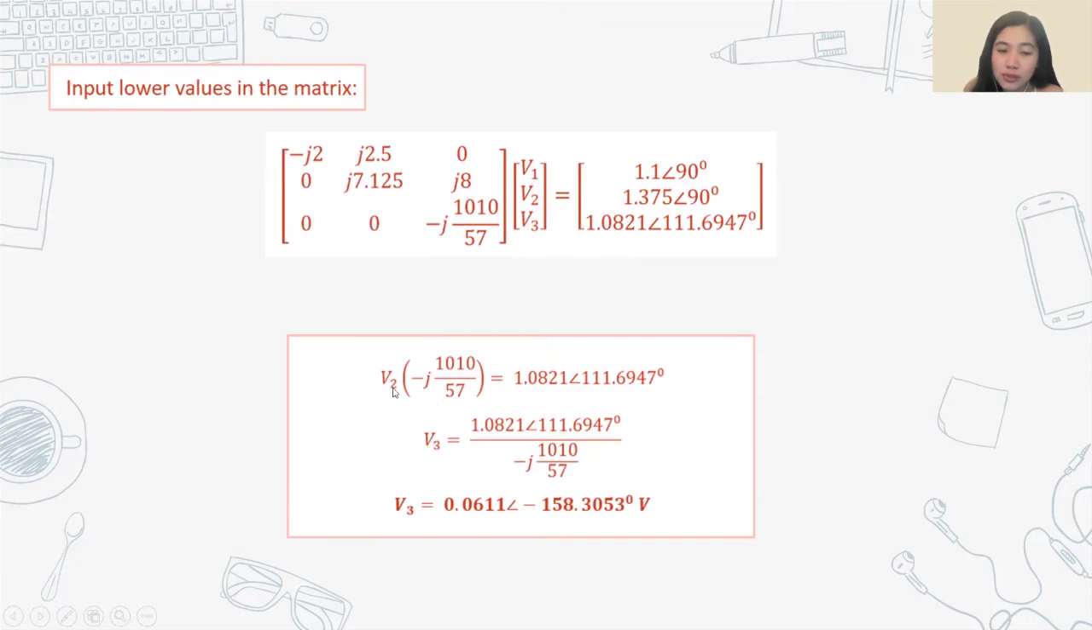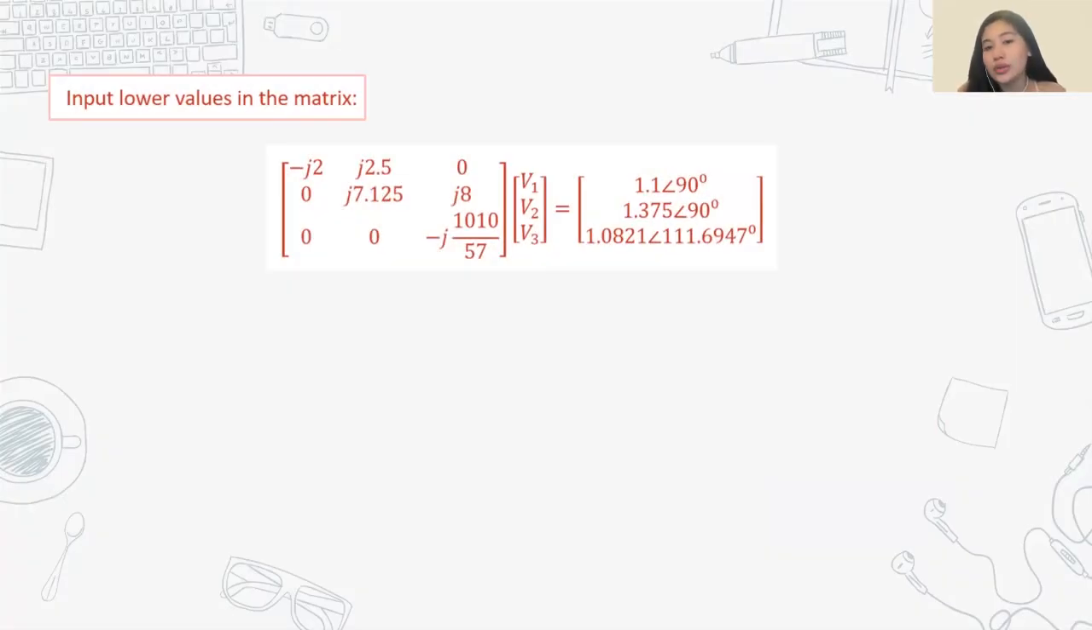As you can see, this is V3. To solve for V3, our 1.0821 at an angle of 111.6947 would be divided by negative J 1010 all over 57. It will arrive at an answer for our voltage 3, which is 0.0611 at an angle of negative 158.3053 degrees voltage. Now we have the value of our V3, meaning we can use it later to arrive at an answer for V2 and V1 by substituting its value.